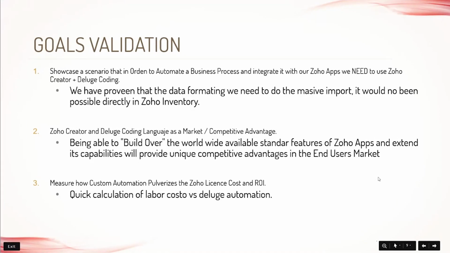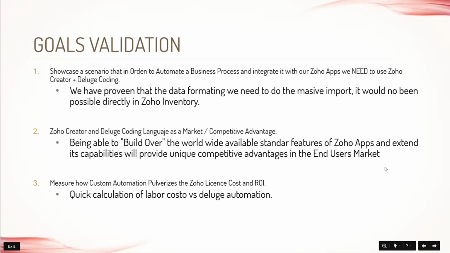Like the combination of Zoho One plus Creator is phenomenal. And we're going to see a return of investment calculation, just a quick one, so we can have an idea of how impactful this could be, and also how we can calculate this to benefit us as coders, right?